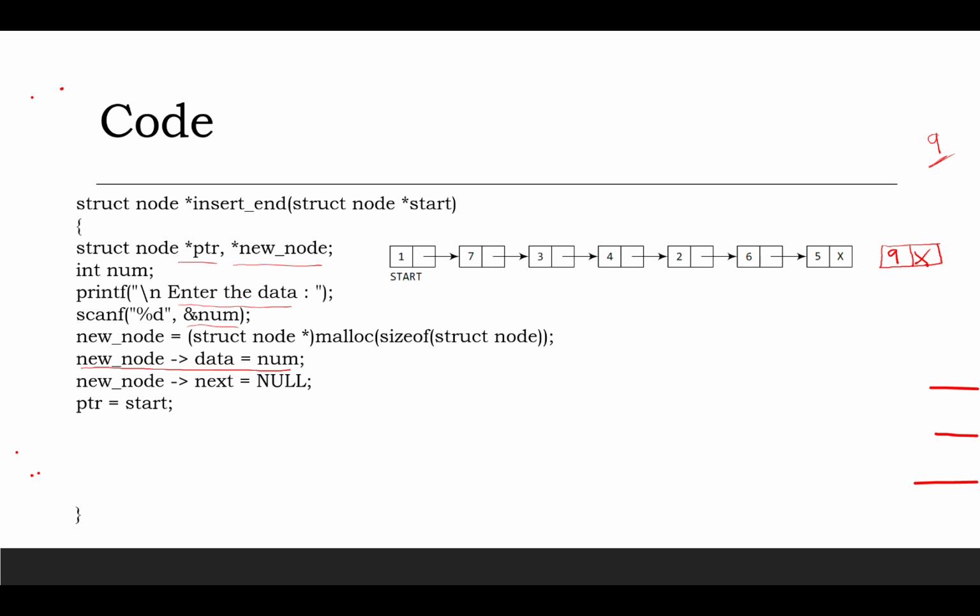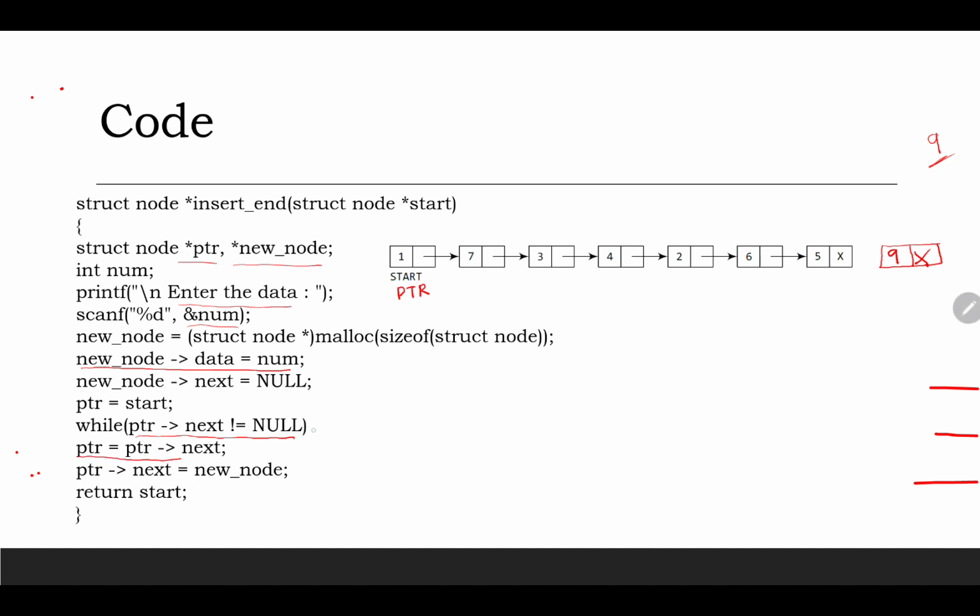Then next, ptr = start. This is our start node, and this will be our ptr. We have assigned ptr = start. Then next we have to execute this while loop. In this while loop, we are checking the condition ptr->next is not equal to null. By using this loop, we are going to find the last node. Till this condition becomes false, we have to execute the loop. Inside the loop, if this condition is true, the ptr node will be changed here.